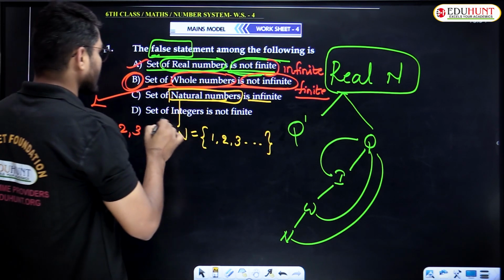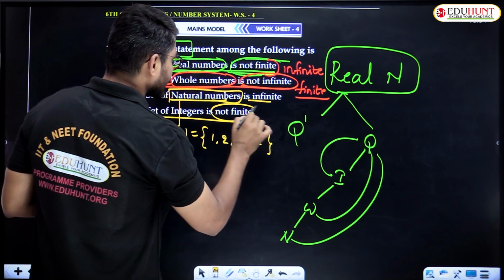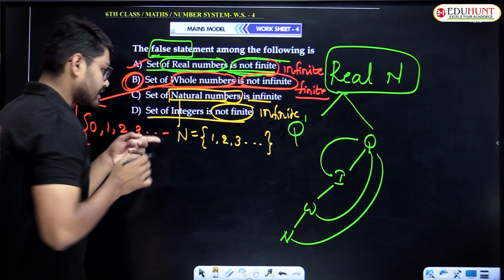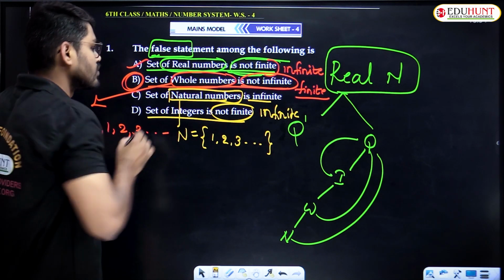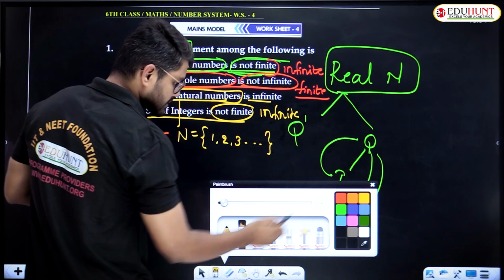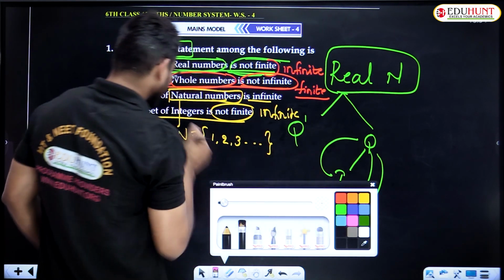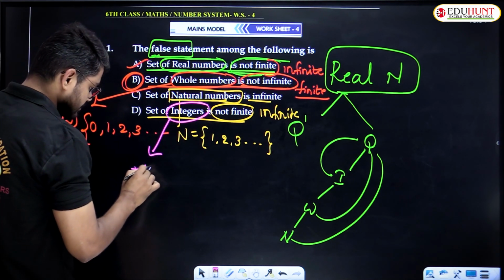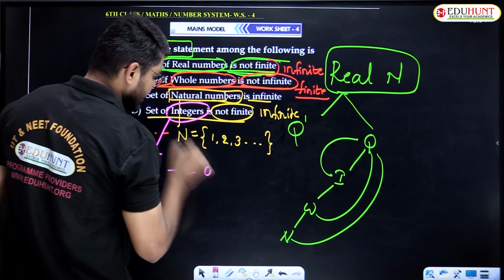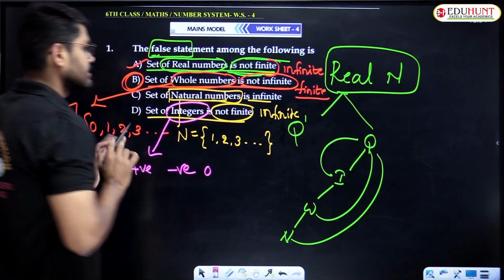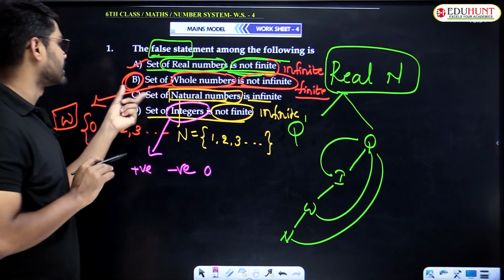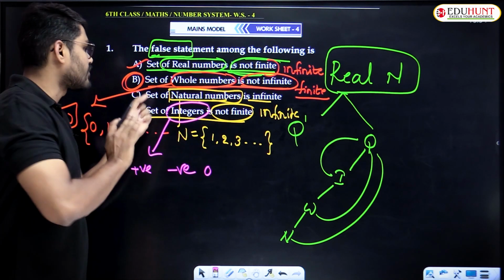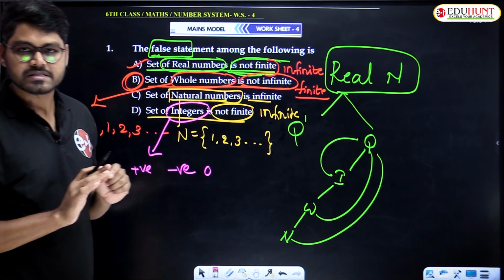Set of integers is not finite. What do you mean by not finite? That is infinite. Yes, true. The set of integers is infinite. What do you mean by integers? Integers are nothing but positive numbers, negative numbers and 0. For this question, the false statement is: the set of whole numbers is not infinite. That means the set of whole numbers is finite. That is the false statement here.